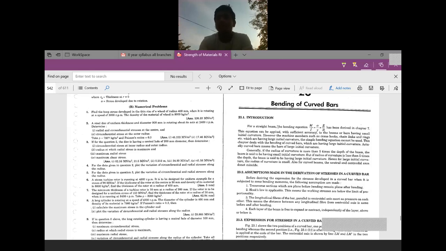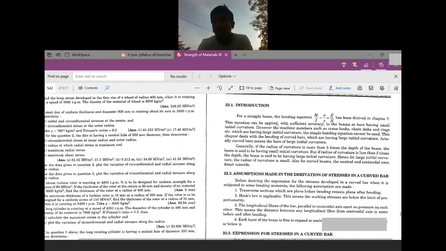This chapter deals with the bending of curved bars which are having a large initial curvature. Actually, curved bars means bars of a large initial curvature. Curved bars means it is nothing but bars with a large initial curvature. Those types of bars are known as curved bars.